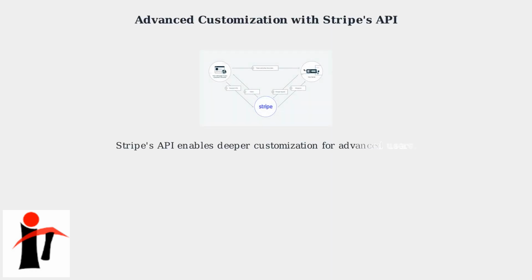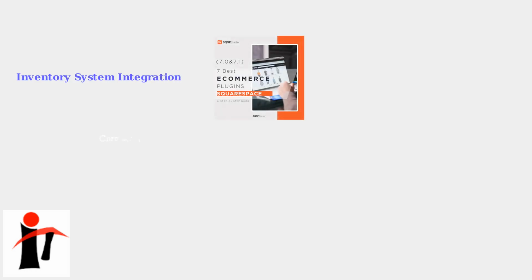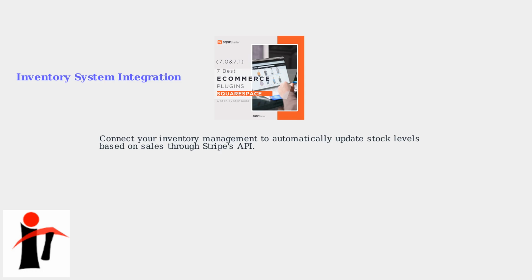For advanced users, Stripe's API unlocks powerful customization options beyond basic integrations. This allows businesses to tailor payment processing to their specific needs. One key customization is integrating with inventory systems. Through Stripe's API, you can sync real-time stock updates. When a purchase completes, your inventory automatically adjusts, preventing overselling and ensuring accurate stock levels.